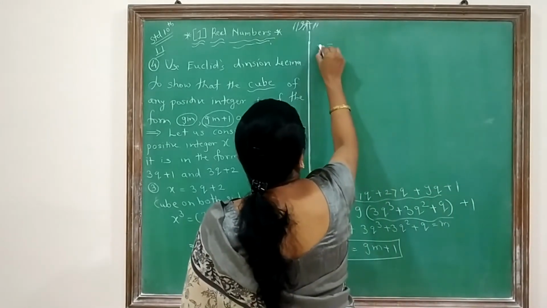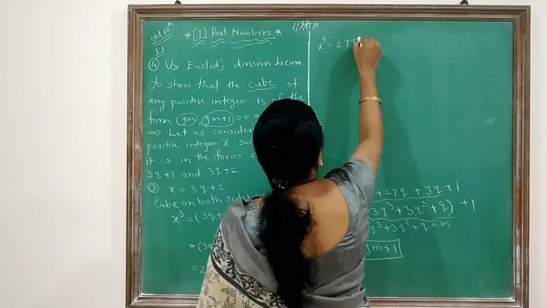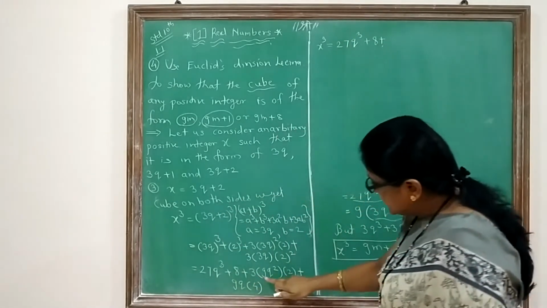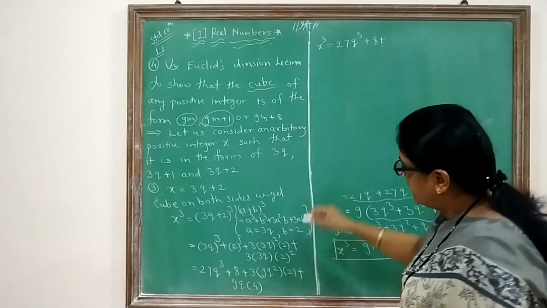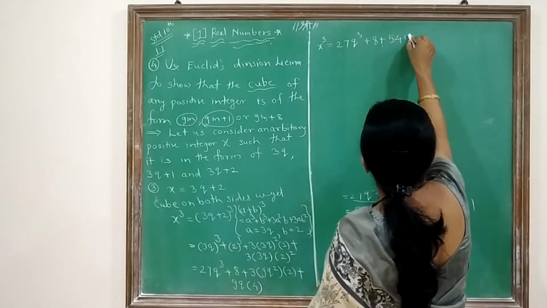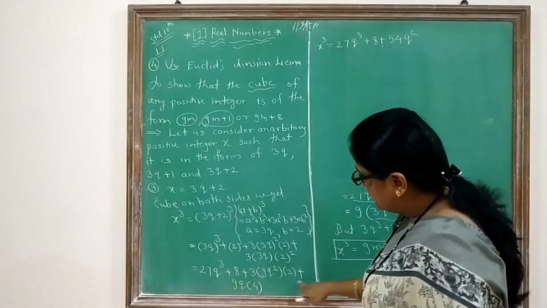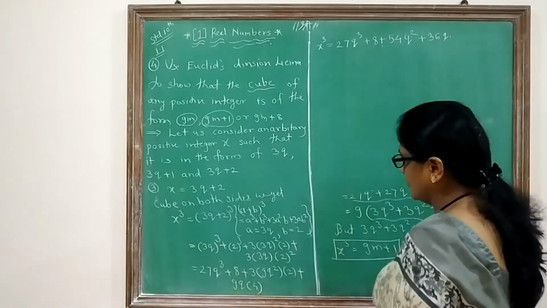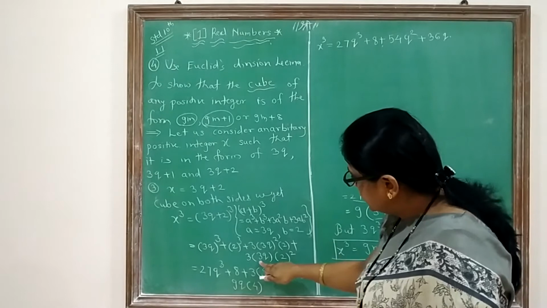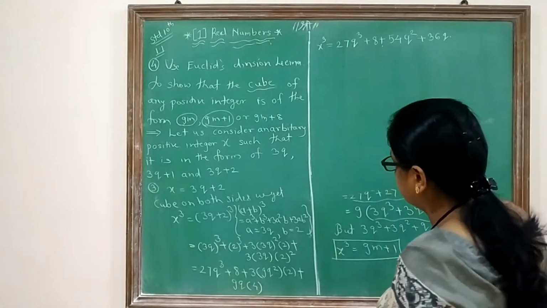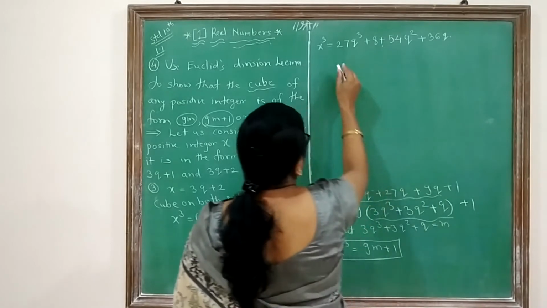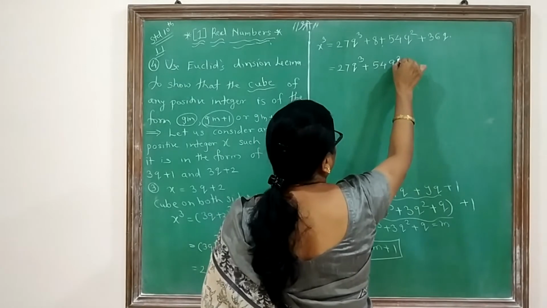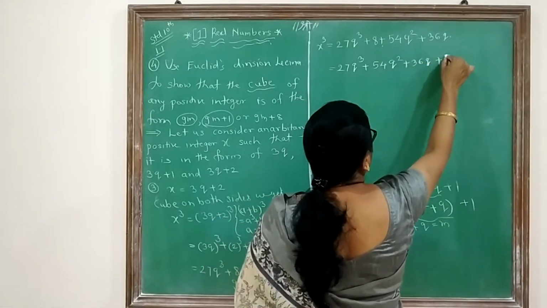Then x cube equals 27q cube plus 8 plus 3 9s are 27, 27 2s are 54q square, plus 9 4s are 36q. Again you check: 3 3s are 9 and 2 square is 4, then 9 4s are 36, so 36q. Then rearrange: 27q cube plus 54q square plus 36q plus 8.